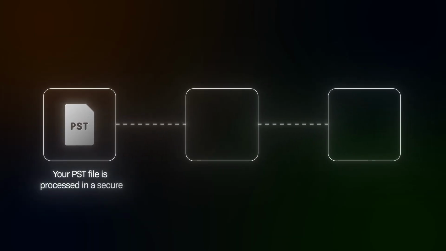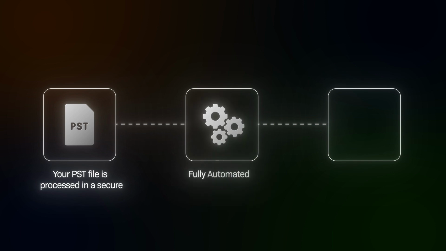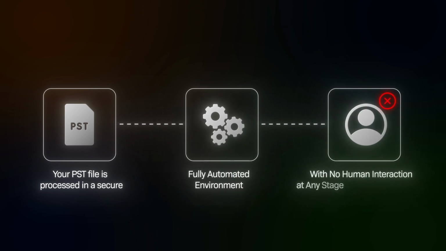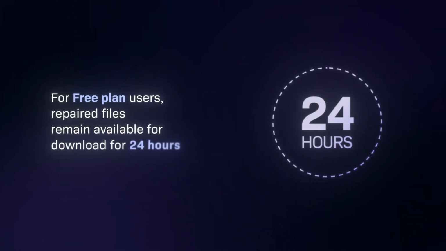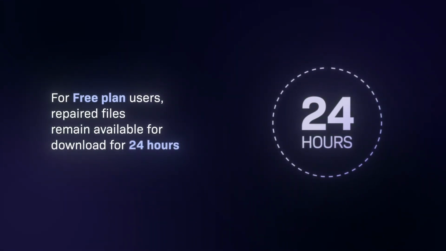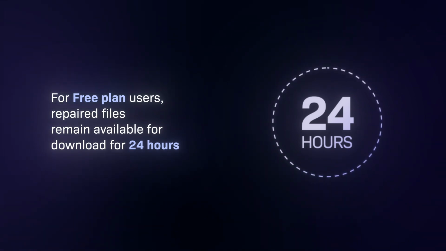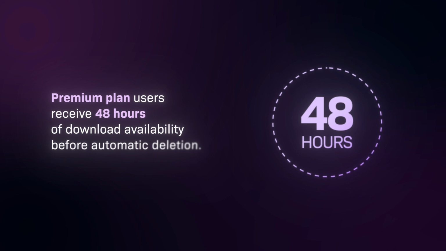When working with mailbox data, security matters. Your PST file is processed in a secure, fully automated environment with no human interaction at any stage of the repair process. For free plan users, repaired files remain available for download for 24 hours before being permanently deleted from Stellar's servers. Premium plan users receive 48 hours of download availability before automatic deletion. This helps keep the entire repair process secure and private.